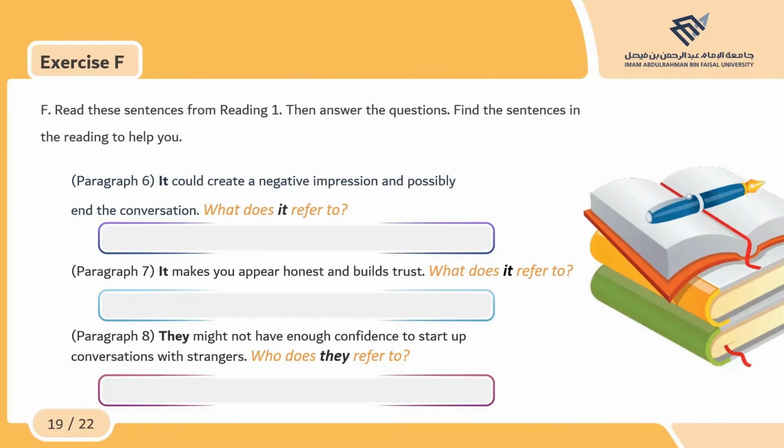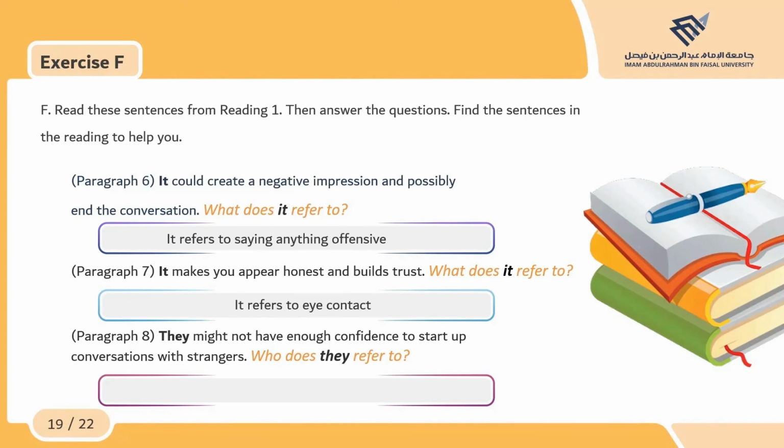Then number 4, it could create negative energy. What does it refer to? We can find it in paragraph 6. It refers to saying anything offensive. And then paragraph number 7, it makes you appear honest and build trust. So what does it refer to? It refers to eye contact.